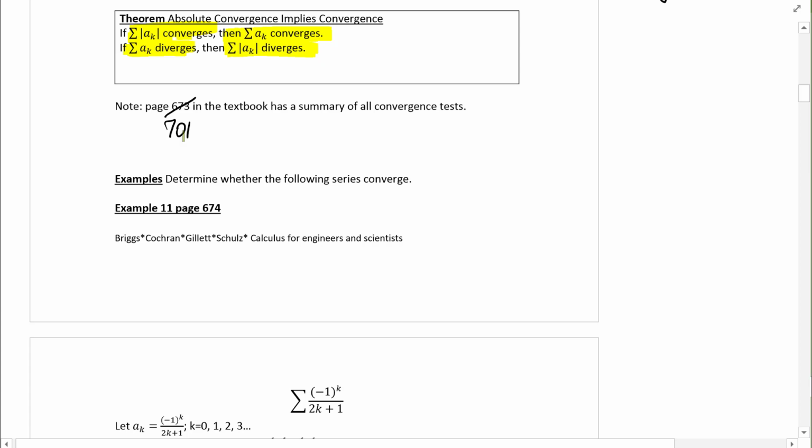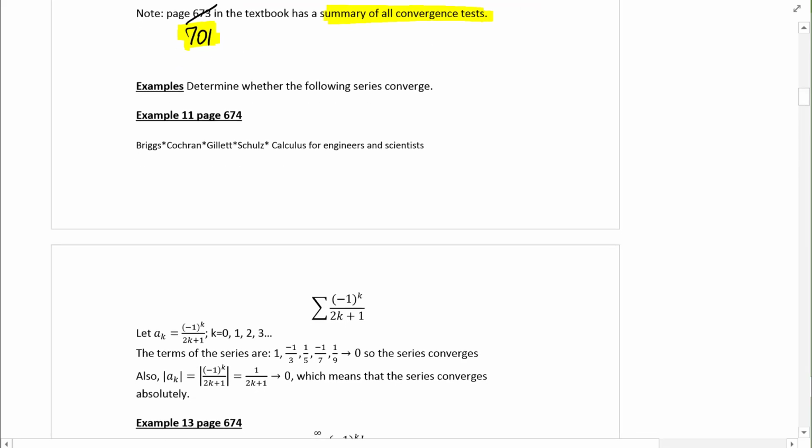Now, in your textbook at page 701, the text updated since I made my presentation, has a summary of all convergence tests. We are going to have a lot of convergence tests in this course, and it's good to know that there is a page in the book where it has everything put together. So now let's look at a few problems.